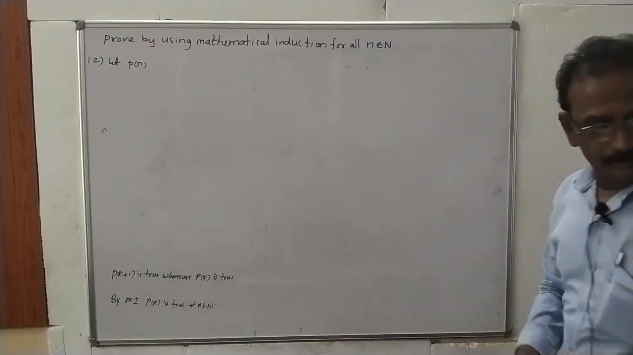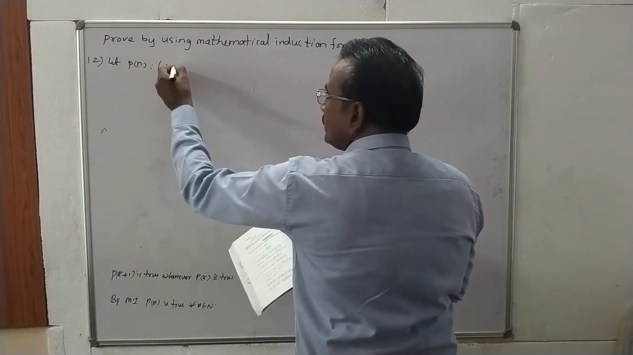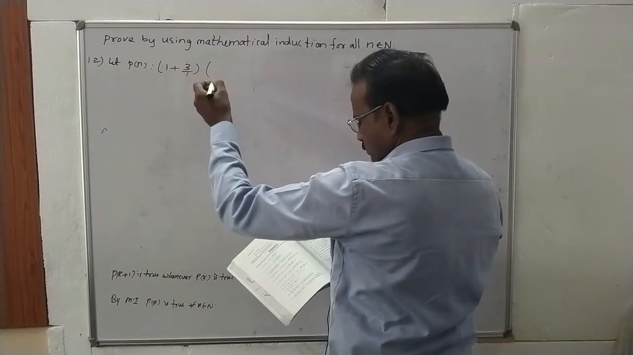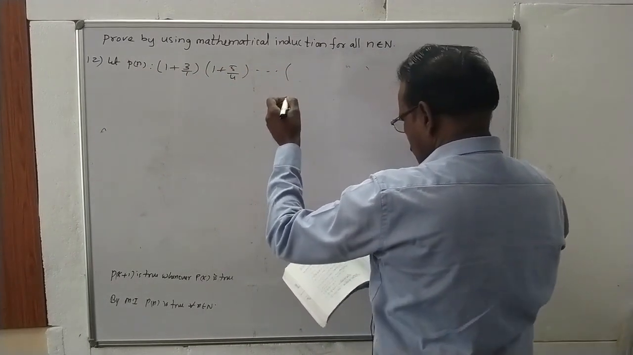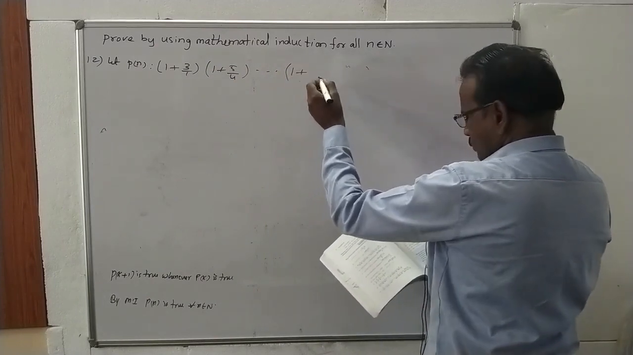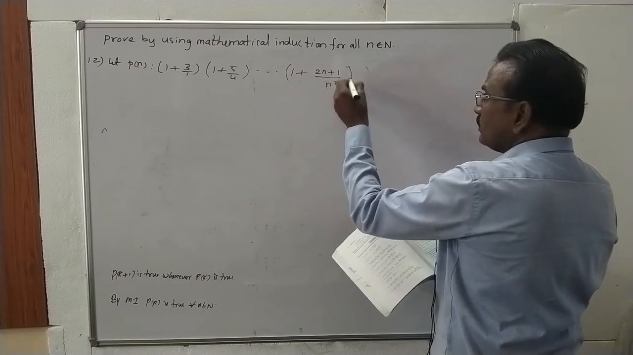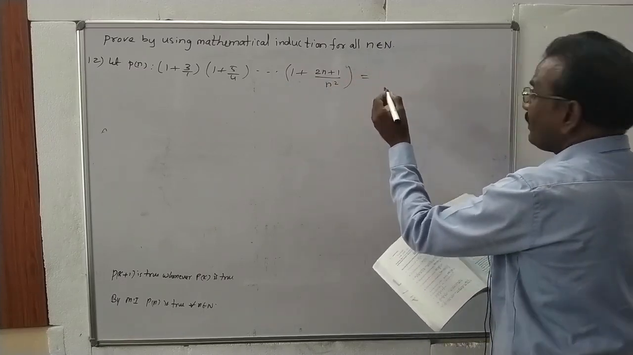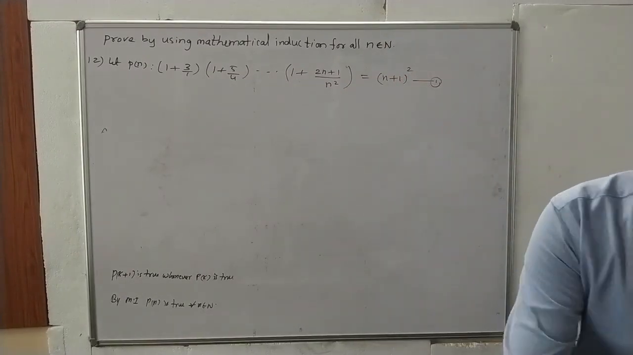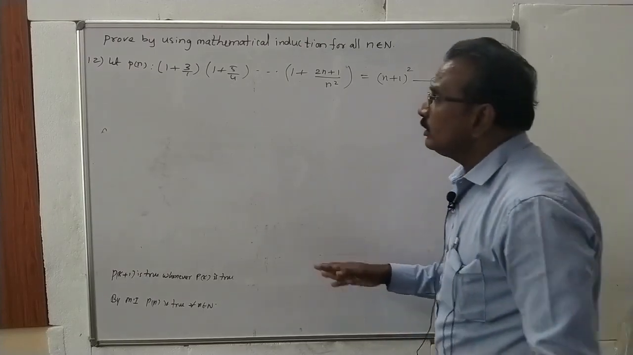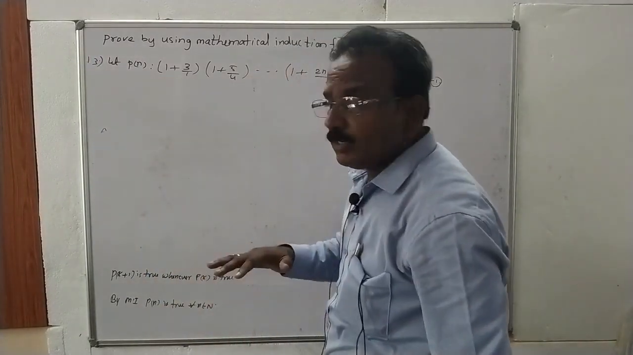Question number 13. Here, 1 + 3/1 into 1 + 5/4 into ... into 1 + (2n+1)/n² is equal to (n+1)². That is equation 1. Here observe this: in questions 12, 13 and 14, up to 12, the sum of n terms is given.